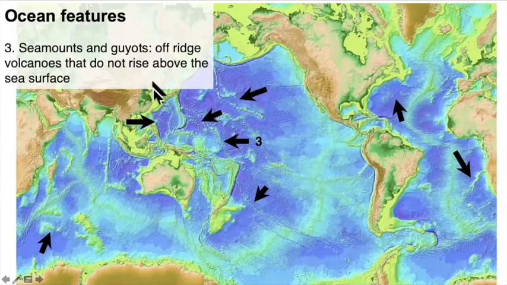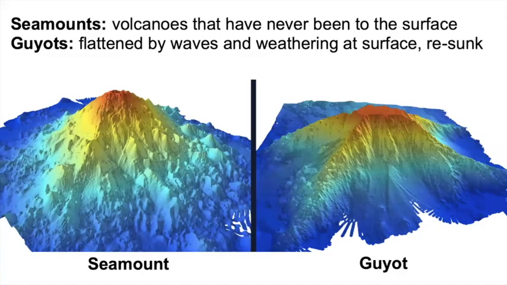In contrast, there are larger features such as seamounts and guyots. These are volcanoes that occur off of the ocean ridges, but they don't rise above the sea surface. There's a few examples here. There's several along the Hawaiian Islands, including many of this Emperor chain of seamounts, a couple off the main axis of Hawaii. There's a number of them in the rest of the tropical Pacific. These all don't break above the surface of the ocean. So a seamount is just a volcano that has never been at the surface.